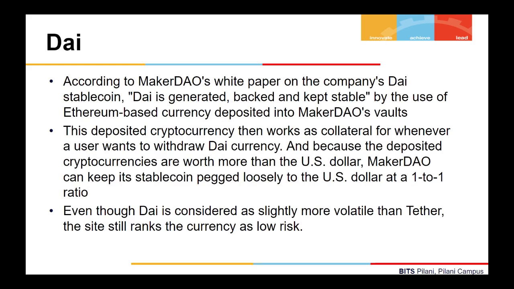Now, another one is DAI, and it's quite different from Tether. According to the MakerDAO white paper, the company's DAI stablecoin is generated, backed, and kept stable by the use of Ethereum-based currency deposited in MakerDAO's vaults. This deposited currency then works as collateral whenever a user wants to withdraw DAI currency. And because the deposited cryptocurrencies are worth more than the USD, MakerDAO can keep its stablecoin pegged loosely to USD at a 1-to-1 ratio. Even though DAI is considered slightly more volatile than Tether, the site still ranks the currency as low risk.